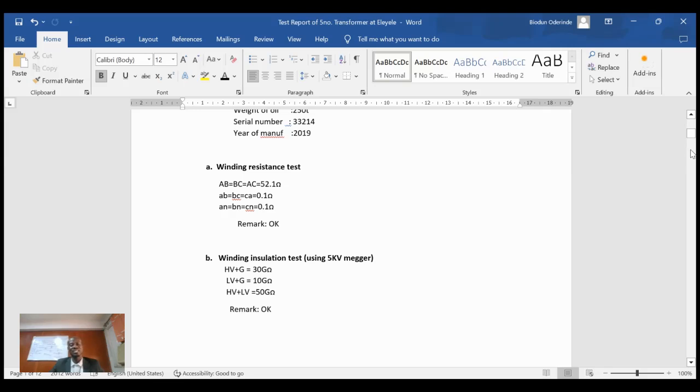Now, the winding resistance test, as I've said in part one of this course, is also referred to as the winding continuity test. If there is anything missing here, you can join us from part one so that you get it in detail. We've discussed the reason why we carry out tests on transformers in part one. Now coming back to the winding resistance test: how do we carry it out and what is the analysis?